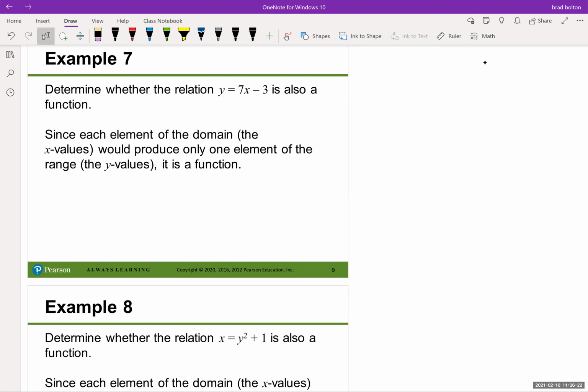Since each element of the domain, the x values, would produce only one element of the range, the y value, it is a function. So sometimes you have to look at these problems. There's a couple ways you can do it. We can look at it as a graph. So we could graph this.